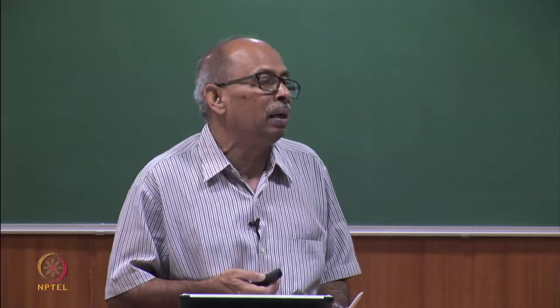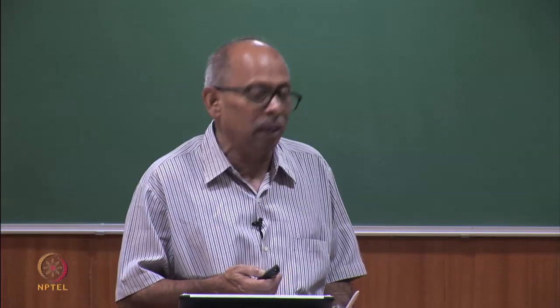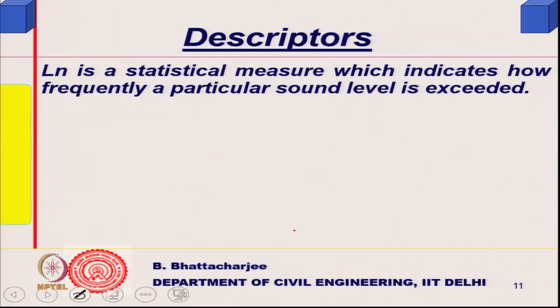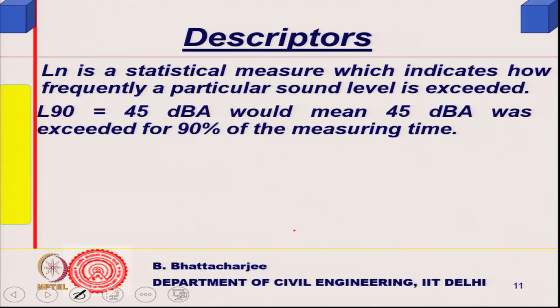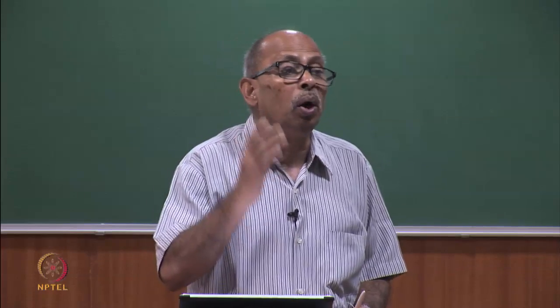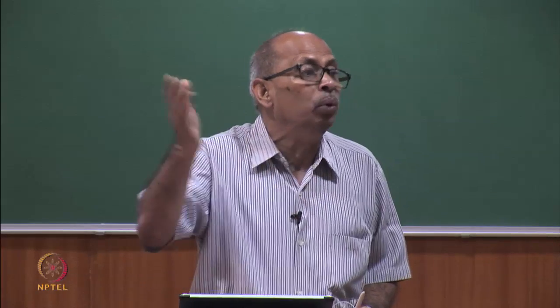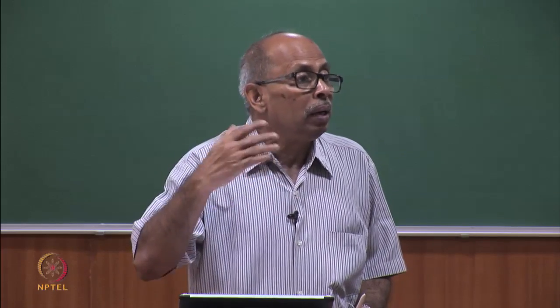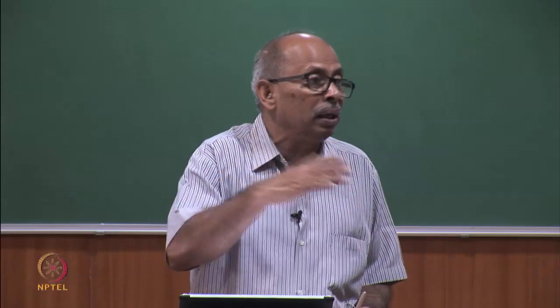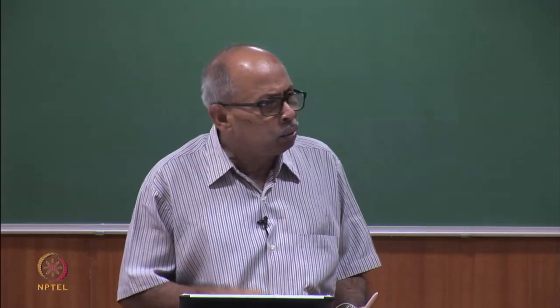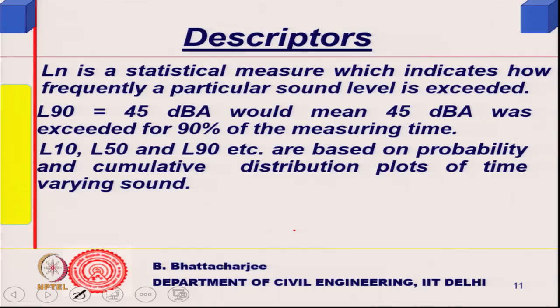So these are another kind of descriptor, percentile noise level. It is a statistical measure which indicates how frequently a particular sound level is exceeded. L90 45 dBA would mean 45 dBA was exceeded 90% of the time, right? Somewhere it would specify that L90 should not be more than this value, so you have to cut it down, do some noise reduction measure.